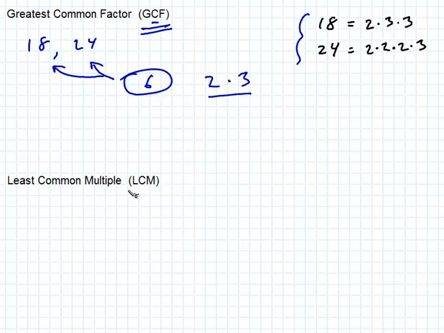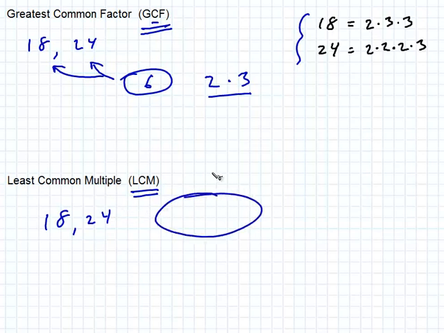Okay, now we come to a related idea, which is called the least common multiple. Okay, and the least common multiple is a number that's a multiple of both of these numbers, but it's the smallest number that's a multiple of both of those numbers. All right, so let's start with 18 and 24 again. And I want to find a number that contains all the factors that are in 18 and enough extra factors so it's also a multiple of 24, but not more factors than needed.